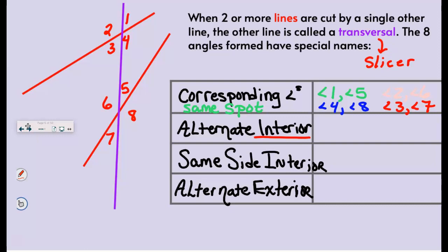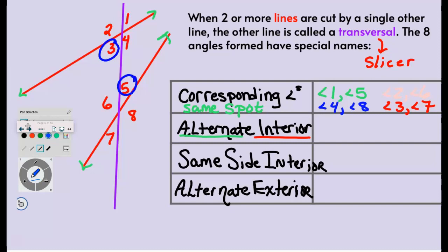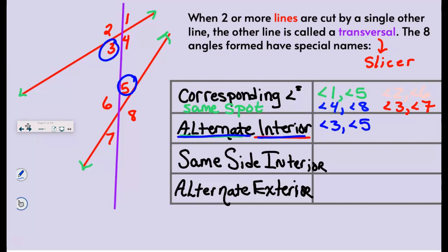The word alternate means you're going to go on alternate sides of the transversal. So you're going to be inside these 2 lines, and you're going to swap sides of the transversal. So our alternate interior up here would be 3, and then hop the transversal to 5. So angle 3 and angle 5 are inside, interior, and alternating, or switching sides. Also, we'd have angle 4 and then hop the transversal to angle 6.